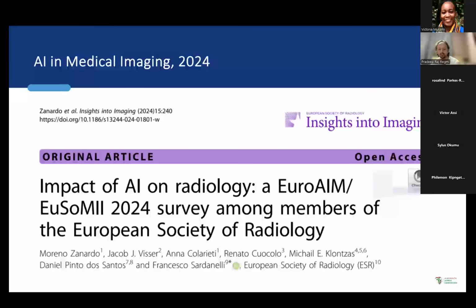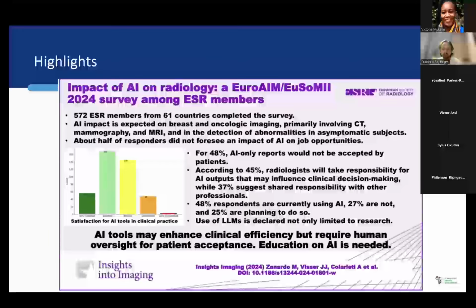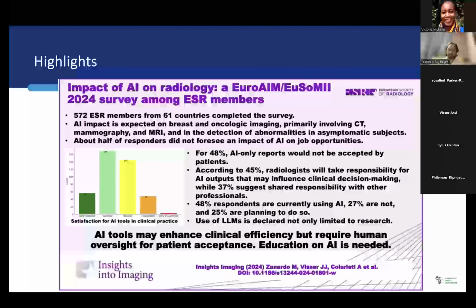But in 2024, there is another paper on the impact of AI in radiology from the European Society of Radiology. In this survey of 572 responders, 48% said that AI-only reports are not accepted by patients, and 45% said radiologists will take the responsibility for AI outputs. So radiologists are now a bit more convinced than previously to use AI for their decision making, and 48% of respondents were using AI. So there is a huge improvement in radiologists using AI.